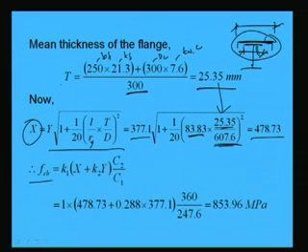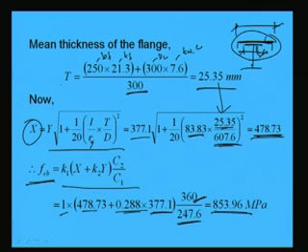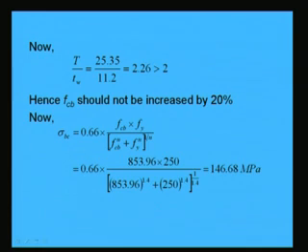So, the elastic critical stress fcb can be found now, which is K1 into x plus K2 into y into C2 by C1. If I put the values, K1 as we got 1, x we got already 478.73, plus K2 we got 0.288 and y we got 377.1, then C2 and C1 we already got, C2 as 360 and C1 as 247.6. Putting these values, we will get the value of fcb as 853.96 MPa. Now again, the T by tw ratio will become 25.35 by 11.2, that is 2.26. So, fcb should not be increased by 20% because of this.